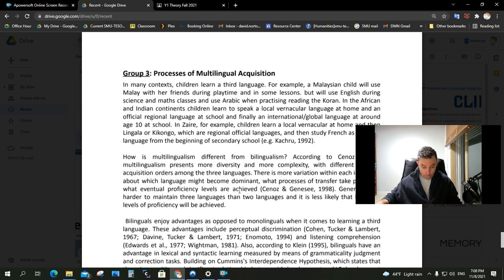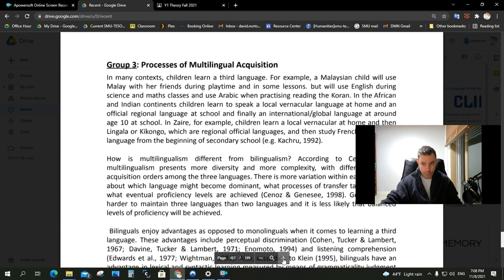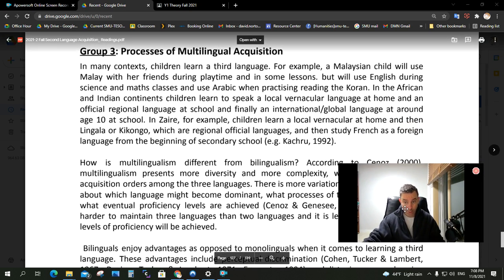So your reading in Group 3 was quite short. It was about multilingual acquisition, starting on page 126. Basically, multilingualism refers to speaking 3 or more languages.